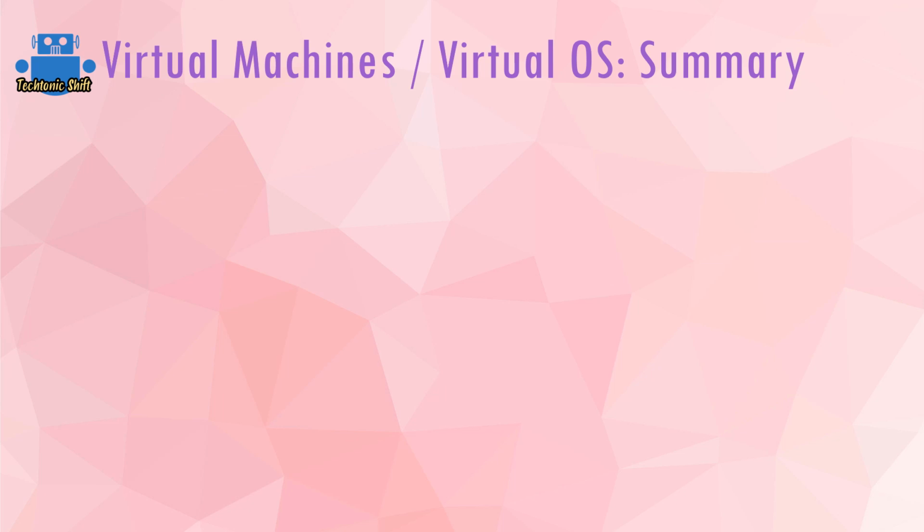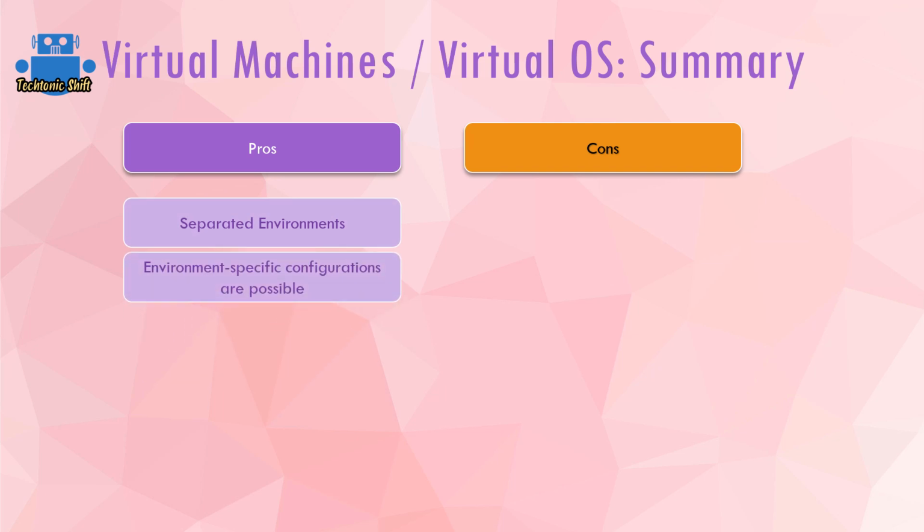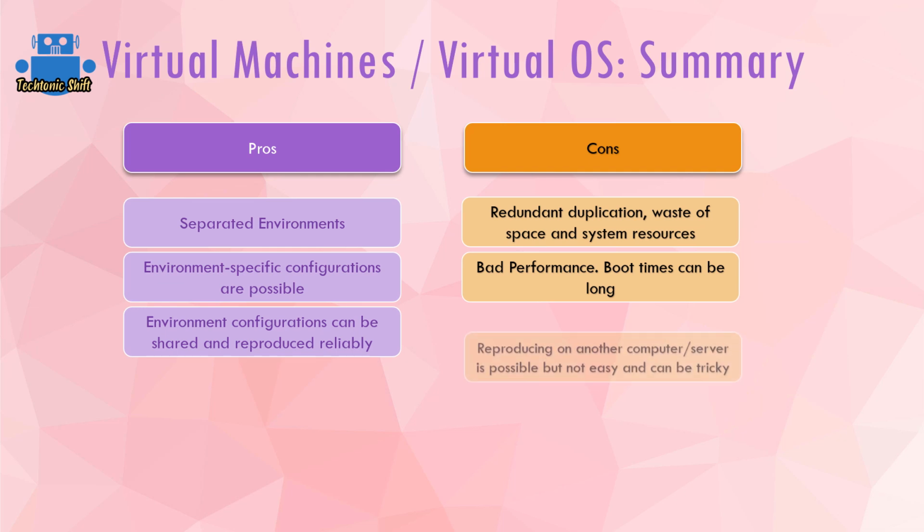So, to sum it up, virtual machines have a couple of pros and cons. They do allow us to create separated environments, and we can have environment specific configurations in them, and we can share and reproduce everything reliably. But we do have this redundant duplication and wasted space. Performance can be bad since we have an extra machine running on top of our host machine, and especially if we have multiple such machines, performance can really degrade.